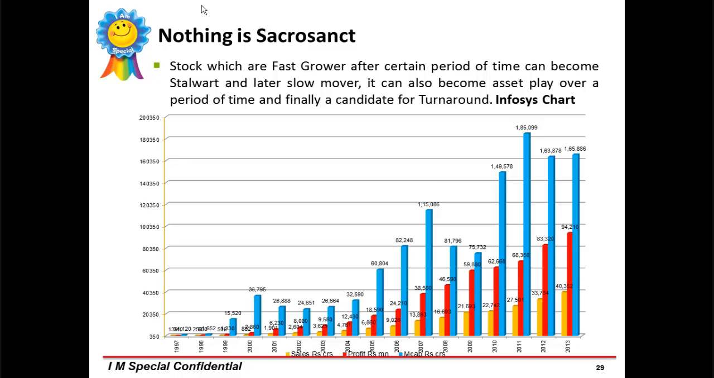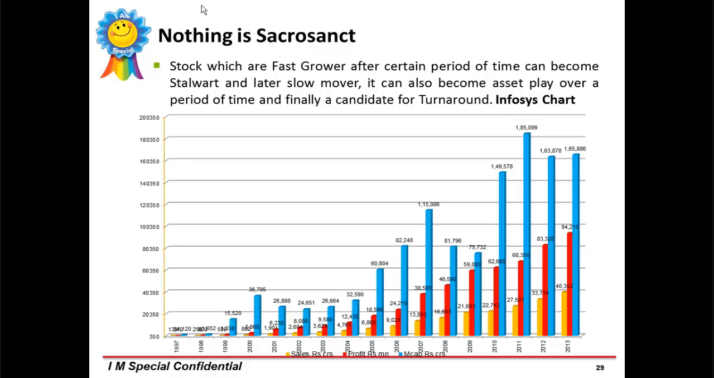But remember, nothing in the market is sacrosanct. A stock which was a fast grower, after a certain period of time can become a stalwart, and later it can also become a slow mover. Similarly, a cyclical can also become an asset play. It can also become a fast grower. So the valuation method will also accordingly change.